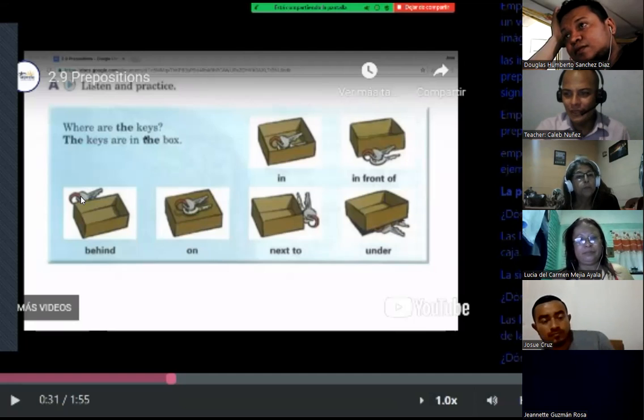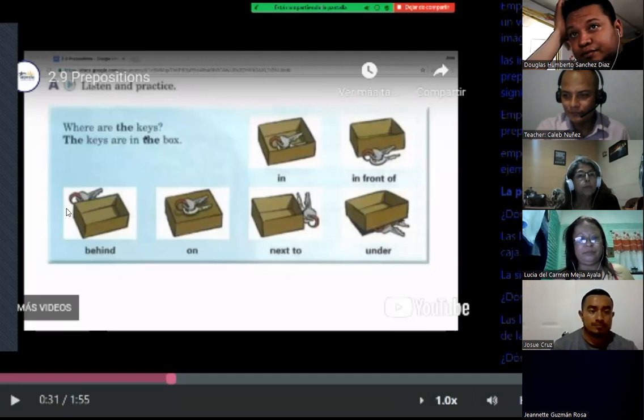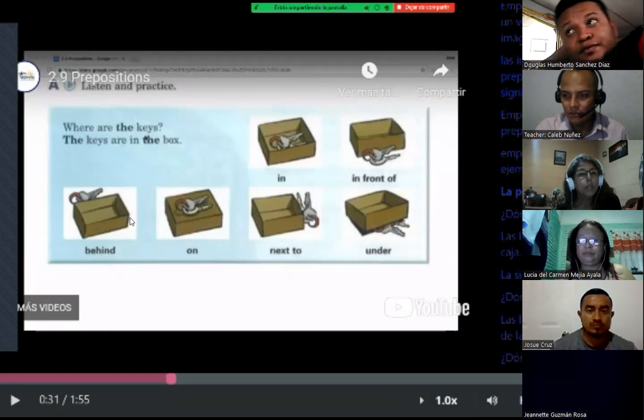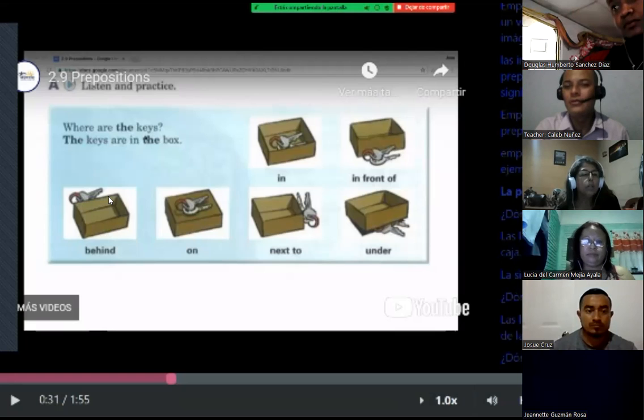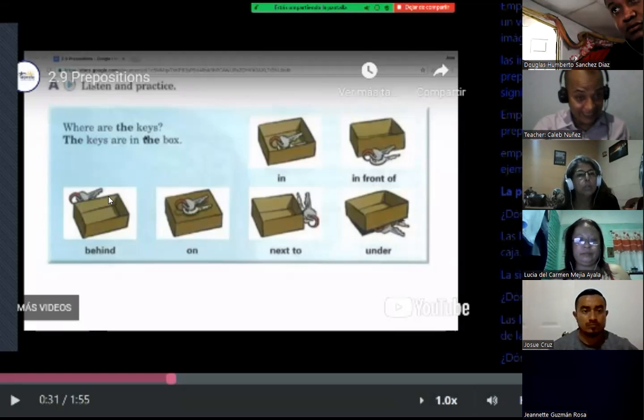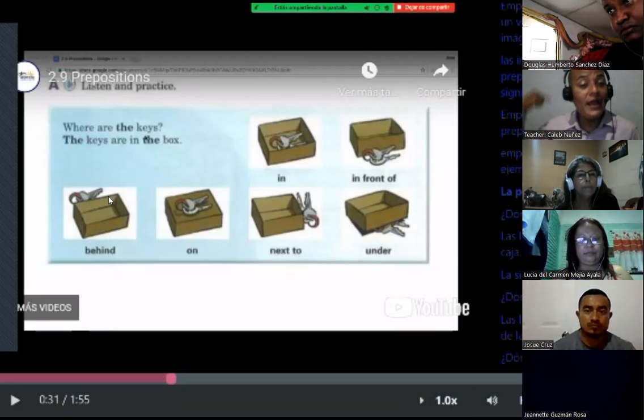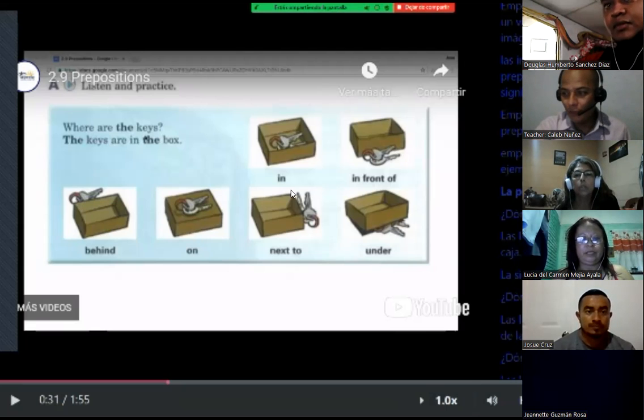Douglas, hagamos la pregunta acá. ¿Cómo sería? Make the question. Where are the keys? Okay, Reina, where are the keys? The keys are behind the box. Correct. Okay. Vamos, Luz, hagamos la pregunta.